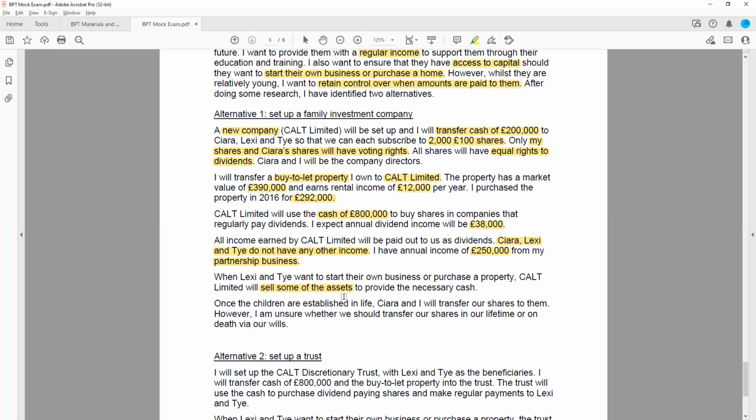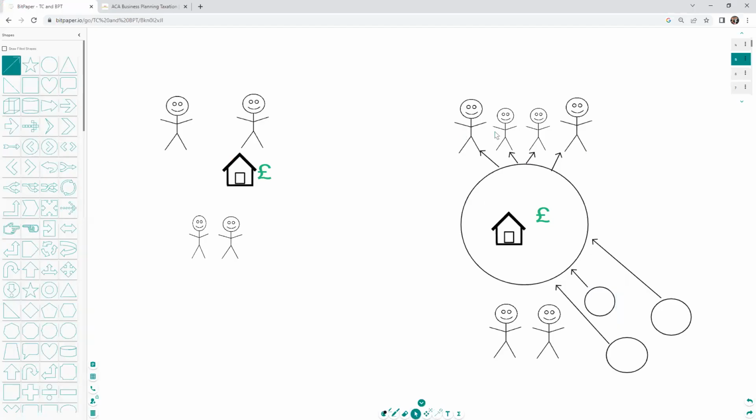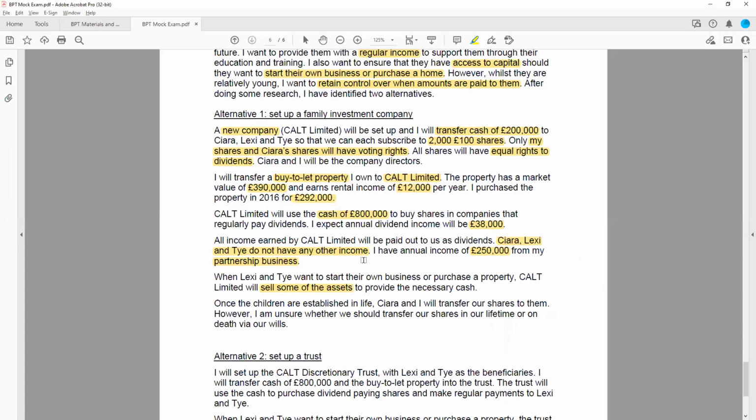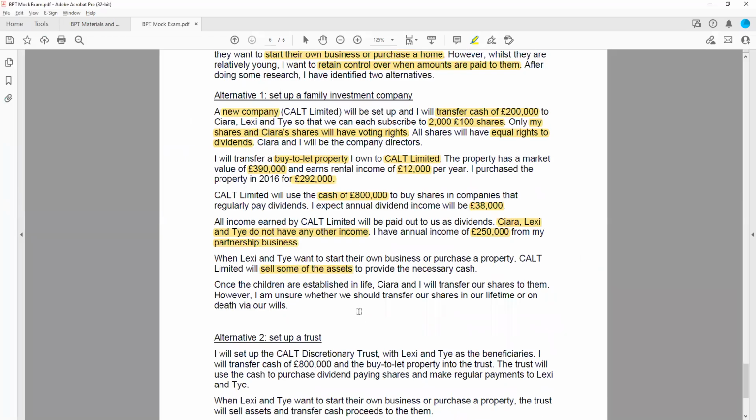Once the children are established in life, Kira and I will transfer our shares to them. So the parents have got their shares, but then they'll transfer their shares to the children. However, I am unsure whether we should transfer our shares in our lifetime or on death via our wills. And as we've seen in previous CGT and IHT questions during the video course, this is a common area we need to advise on. Should they transfer them during life, or should they transfer them on death? And we always need to think CGT and IHT.